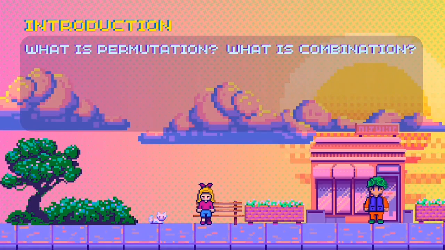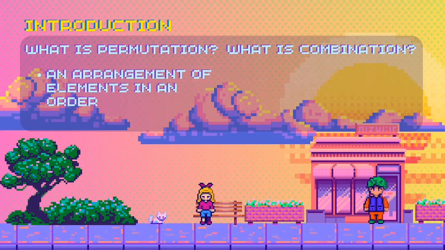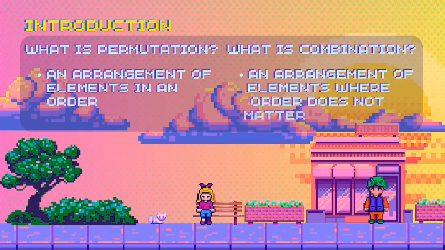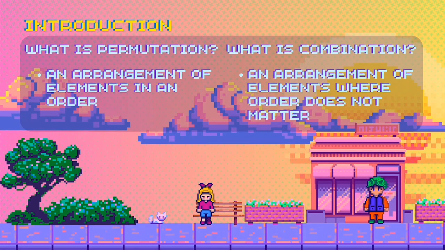Before we begin this chapter, we need to know what permutations and combinations are. Firstly, a permutation is an arrangement of elements in an order. This means that the order in which the elements are arranged matters. Secondly, combinations are an arrangement of elements where order does not matter. The elements in a combination can be placed anywhere in the range of elements.